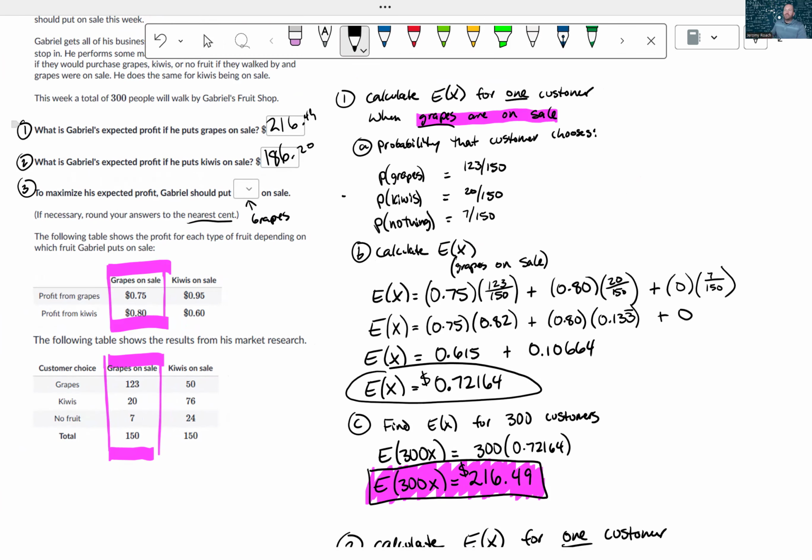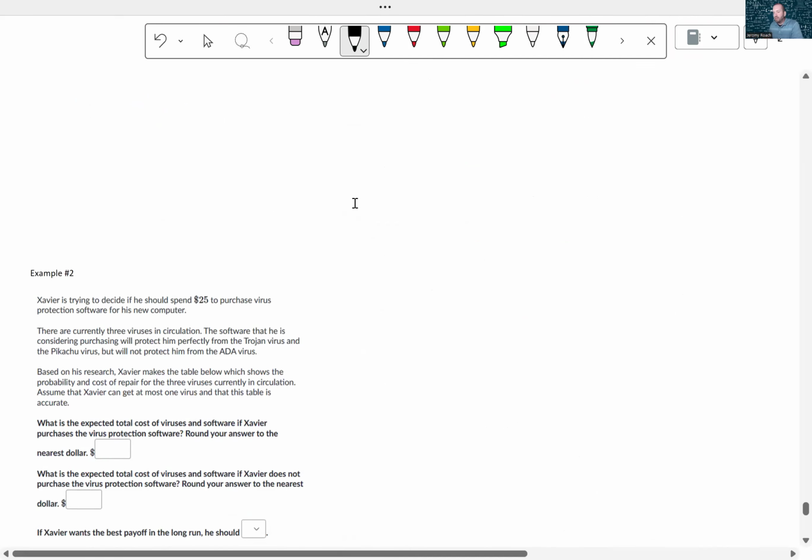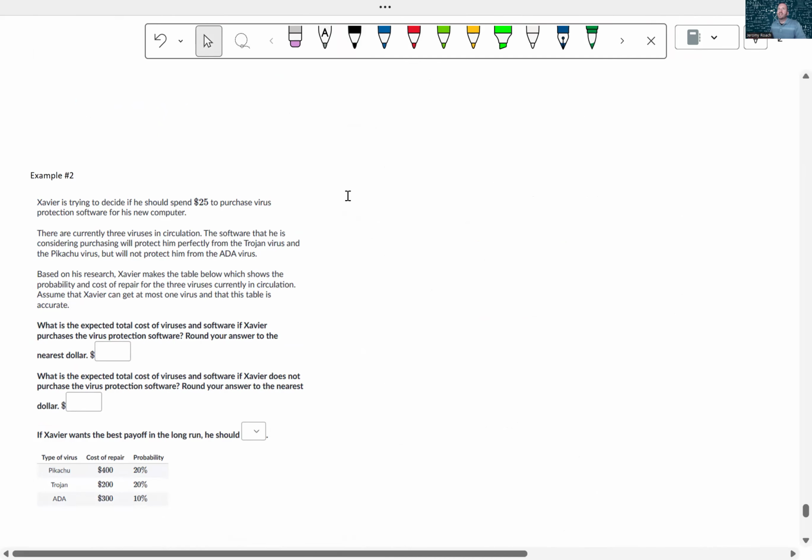Okay. All right, we're going to do a similar problem now where we could, I was going to say if we could lose money, but we're not going to be able to lose money in this next problem. This next problem is about purchasing virus software. Xavier's trying to decide if he should purchase virus software. He knows the probabilities of getting these different viruses, and he's trying to figure out if he should buy virus protection or not.